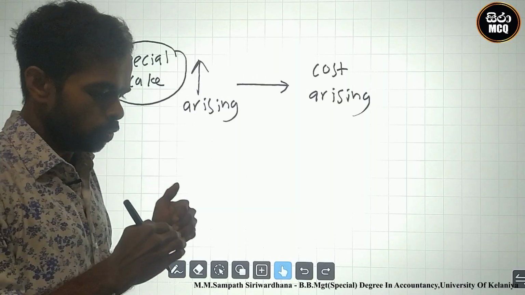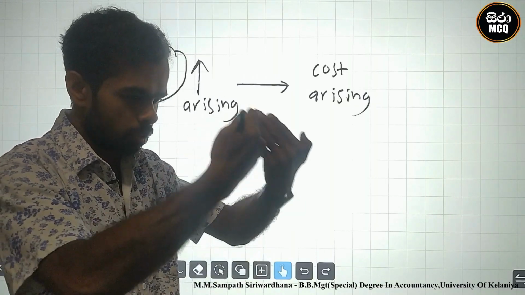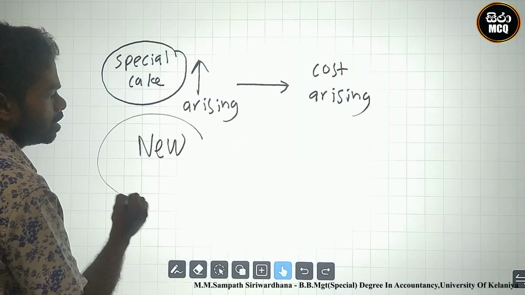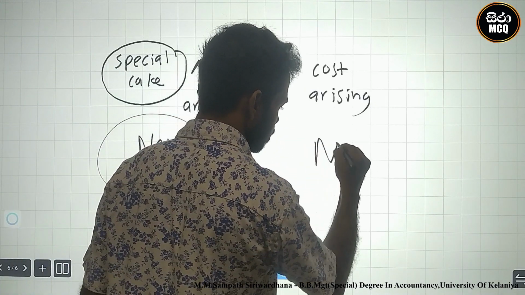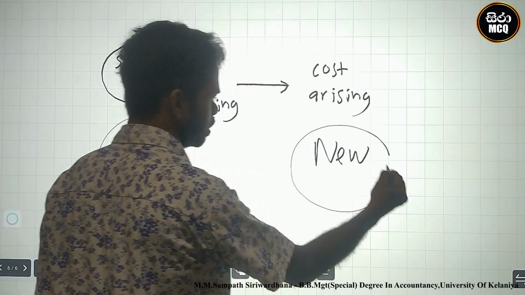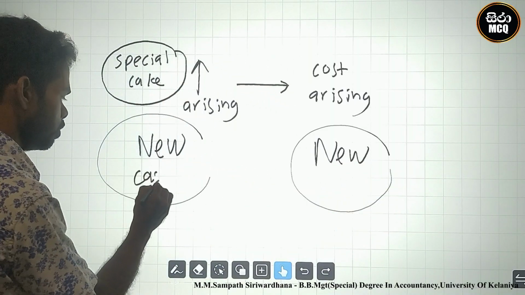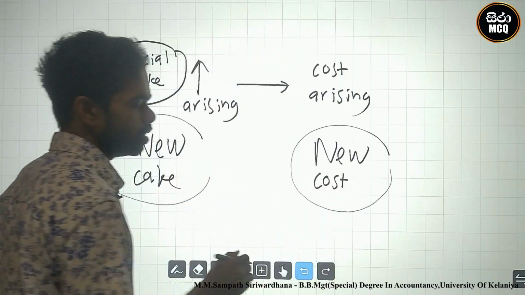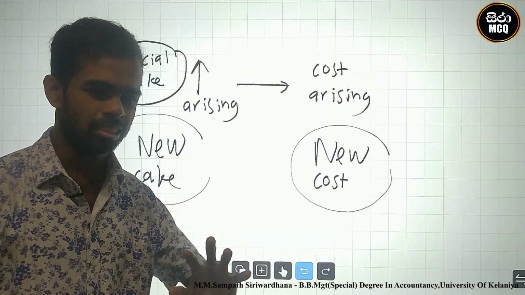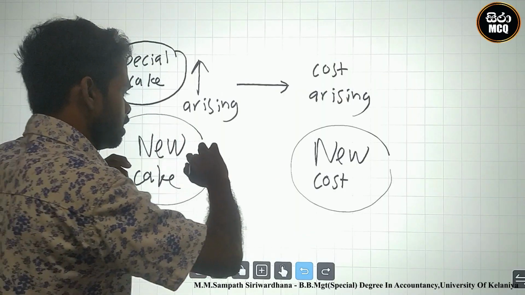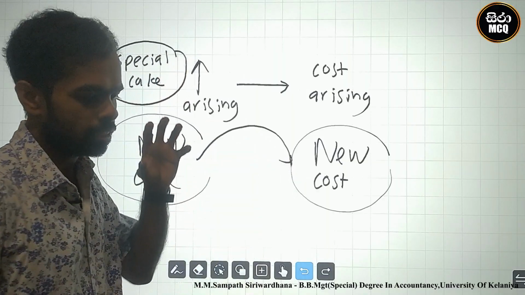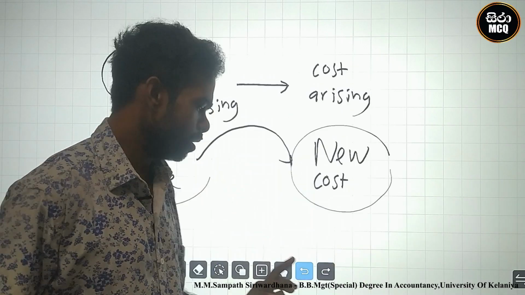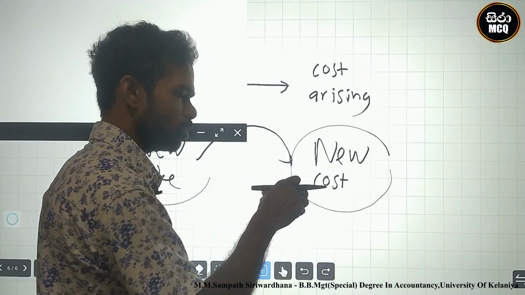Based on the new special cake order, it is the newly incurred cost. This is the new cake, and based on that we newly incurred cost. New cake, new cost, not the normal carried-out cost. Based on the new cake, this generates a new cost. Look here, what are the new costs based on the new cake?